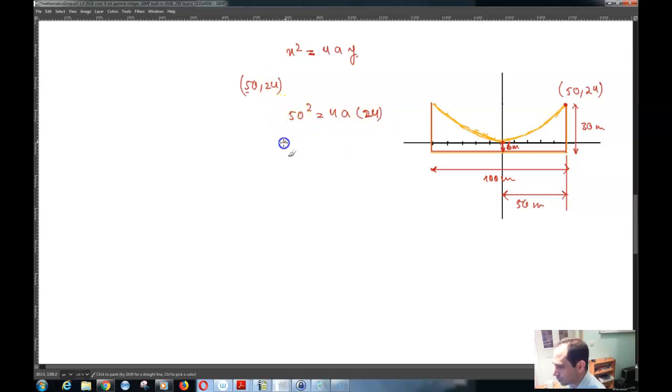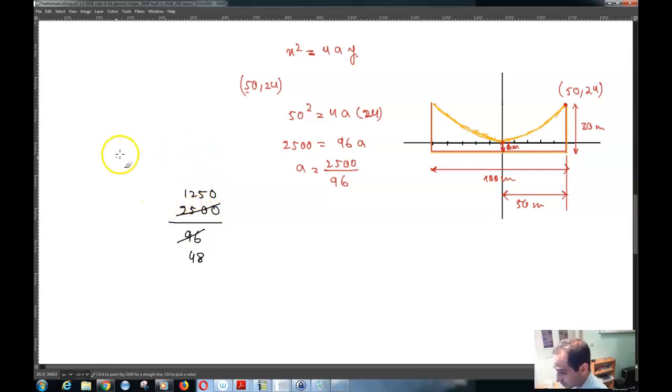4a times 24 is equal to 2500. 4 times 24 is 96, so 96 times a, and so a is equal to 2500 divided by 96. Divide by 2: 1250 over 48, then 625 over 24. You cannot divide by 4 anymore, you cannot divide by 2, you cannot divide by 5. So your a is equal to 625 24ths.